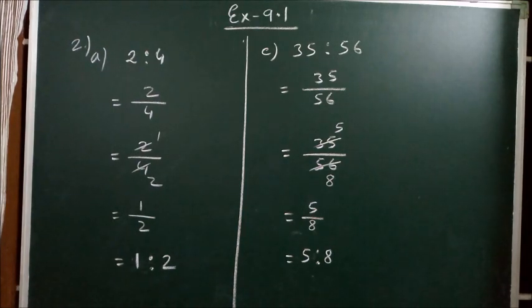Students, let us solve the sums of exercise 9.1. Question number 2a: simplify the following ratios into their simplest form. So the first question is 2a.